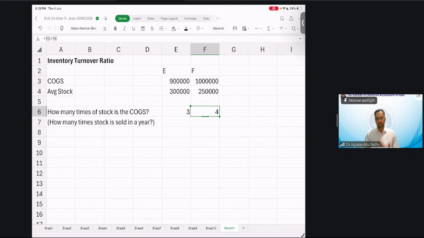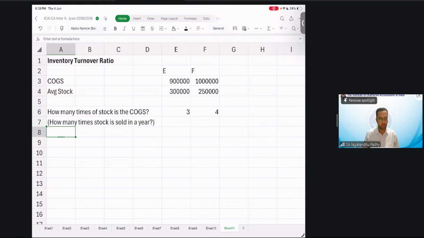Right? Or to put it simply, using 1 rupee of stock, company E is able to generate 3 rupees of sale. And with 1 rupee of stock, company F is able to generate 4 rupees of sale, or 4 rupees of COGS.